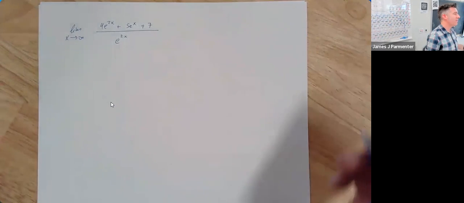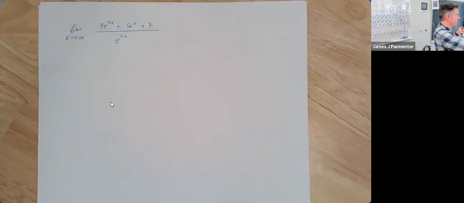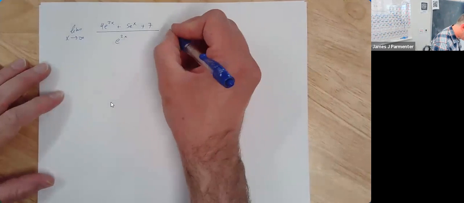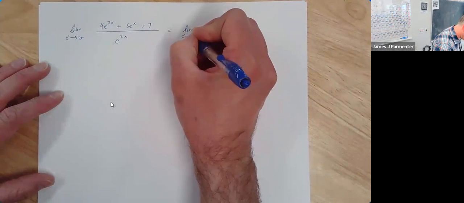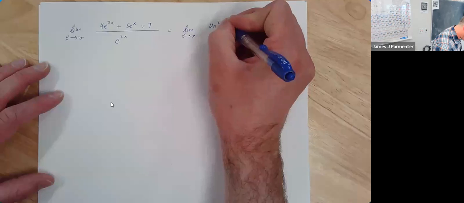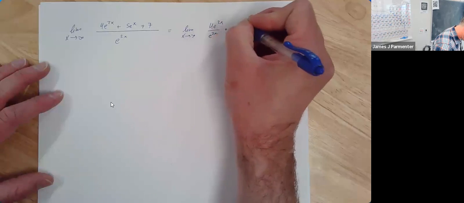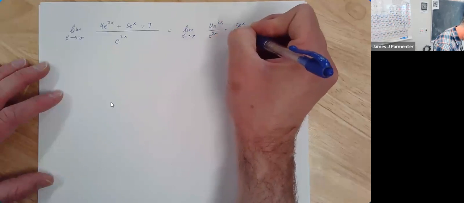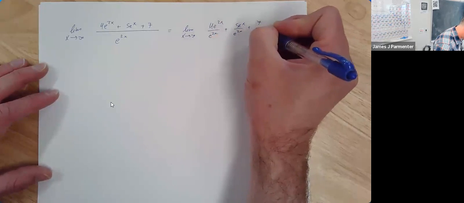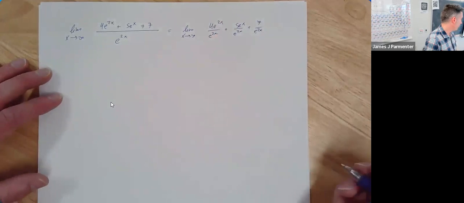If you have just a single thing in the bottom, you can actually just divide these things by that single thing. So here, if you really wanted to, you can write this as the limit as x goes to infinity of 4 e to the 2x over e to the 2x plus 5 e to the x over e to the 2x plus 7 over e to the 2x. And then we can simplify.